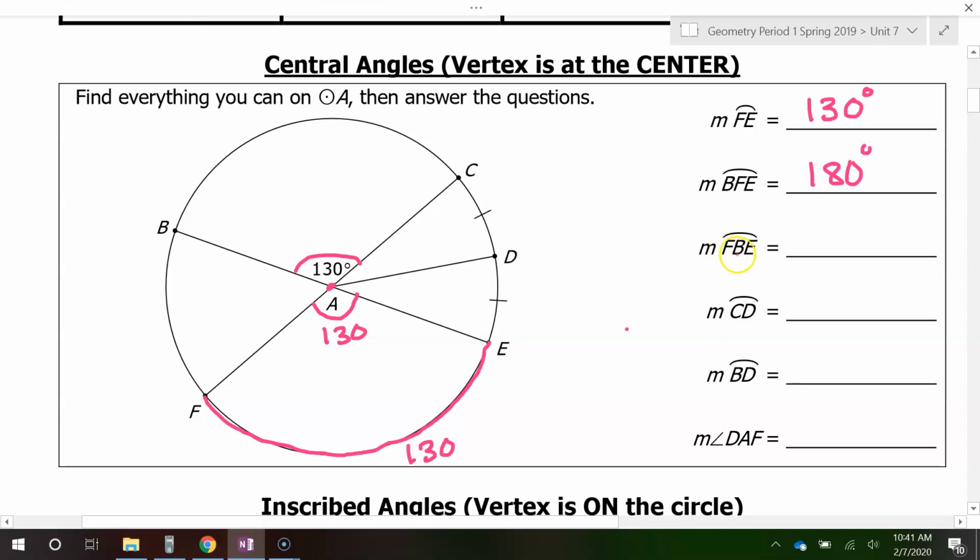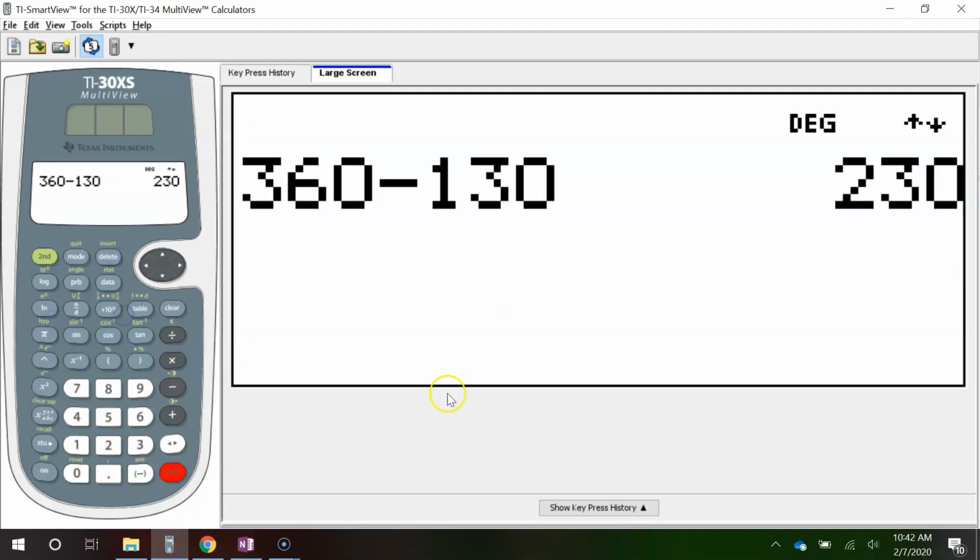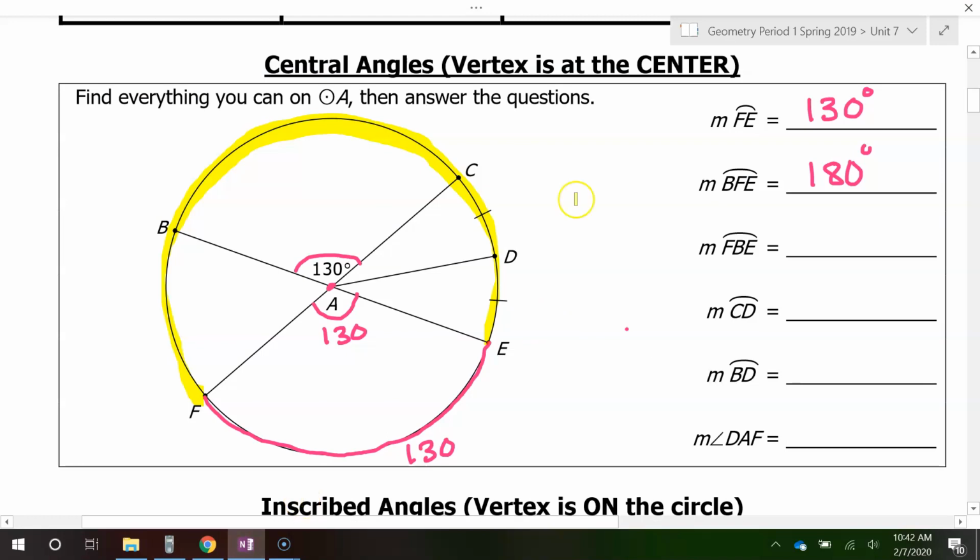How about arc FBE? All right, FBE is this arc that goes the long way around the circle like this. FB until we get to E. So this is the entire circle except for 130. So I should be able to subtract from 360. So 360 minus 130. So that is 230. So that is the measure of the yellow arc.